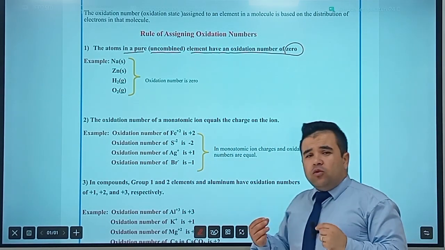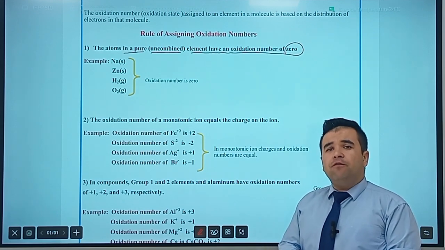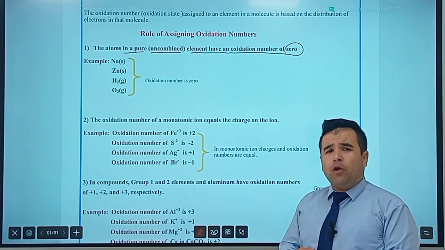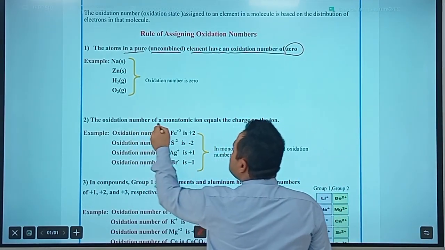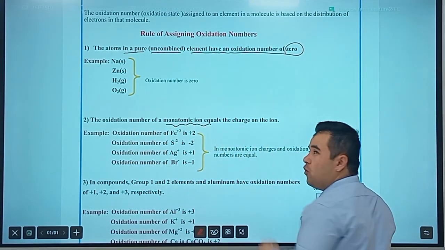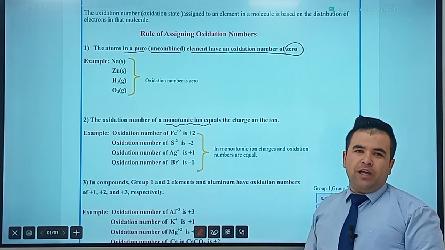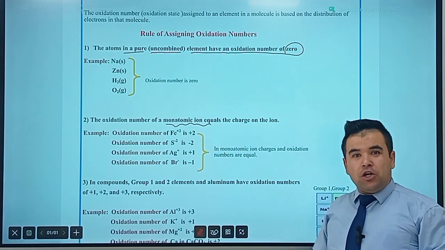How about those elements which form ions but are monatomic? They form monatomic ions. The oxidation number of a monatomic ion equals the charge of the ion.